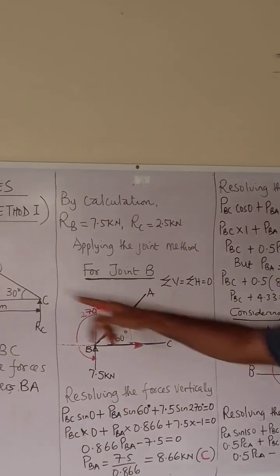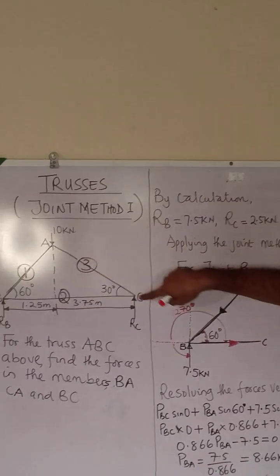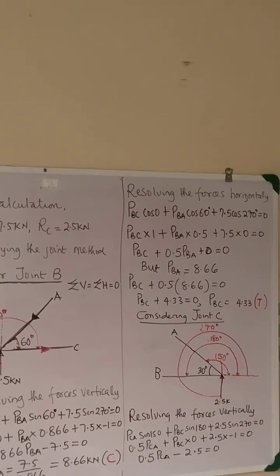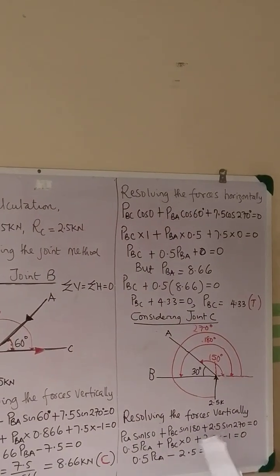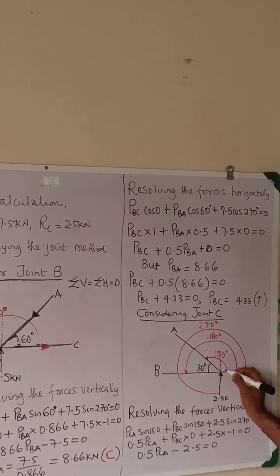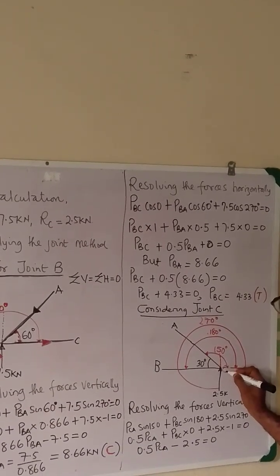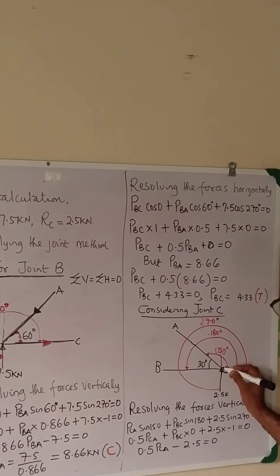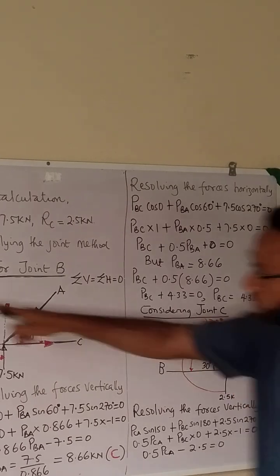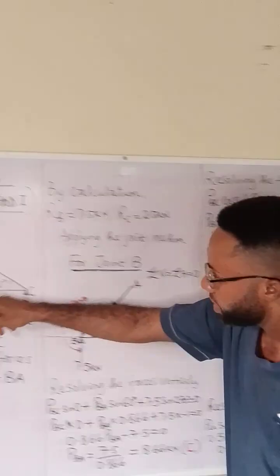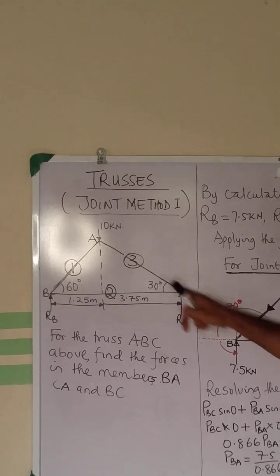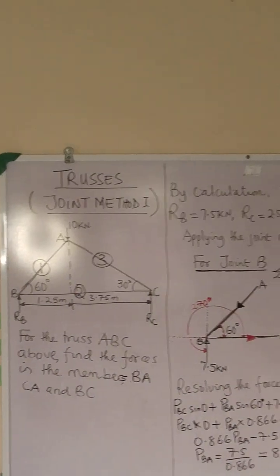So we now look at the next joint, which is C. And this is how we have it in the diagram, joint C. This is C. This is joint C. So this is the joint from here down and then from here down. So that is joint C.